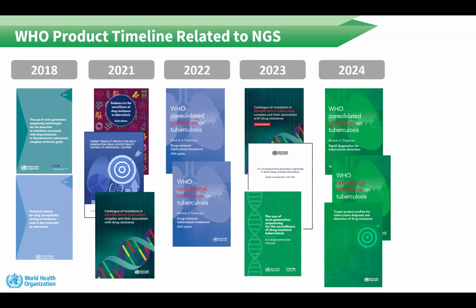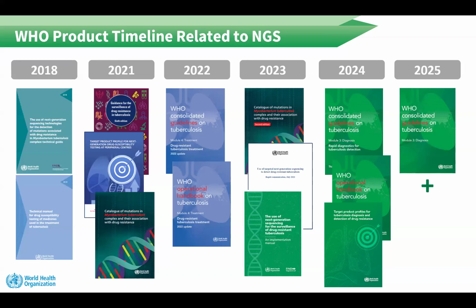Last year, this information, particularly compiling the rapid communication recommendation on the use of TNGS for drug-resistant TB, was incorporated into the consolidated guidelines on TB diagnosis, with further information available in the operational handbook, and the target product profiles for TB diagnosis and drug resistance testing were updated. And then most recently, just this past month, the WHO Consolidated Guidelines on Tuberculosis 2025 Module 3 diagnosis were released. And so this incorporates the latest evidence, and the operational handbook is forthcoming.